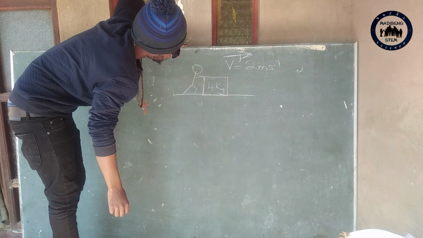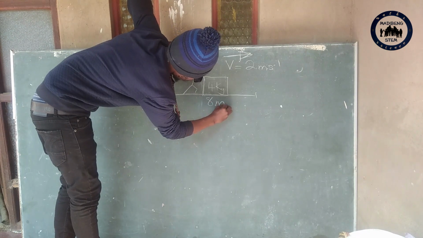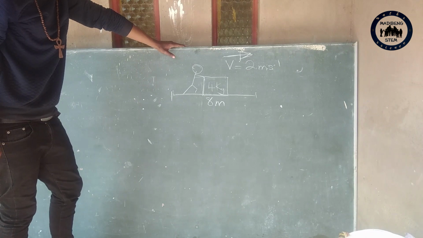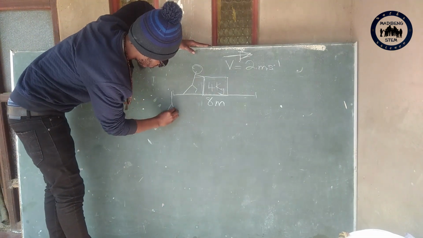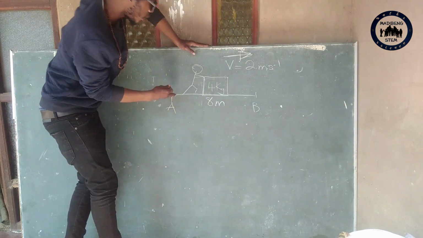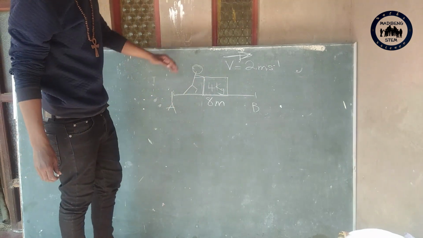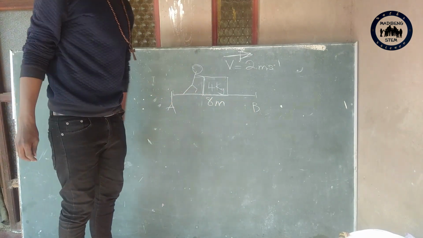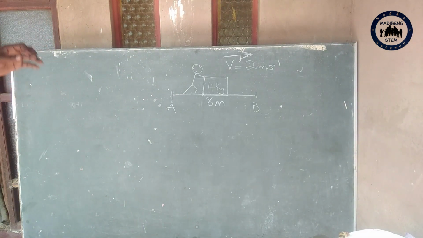So through a distance of 8 meters. So now they're asking how long it took. This is point A, this is point B. How long it took Sipho to push this thing from point A to point B at this velocity? How long it took Sipho to reach point B? The one time, how long? We're still doing first law, guys. Don't be lost.